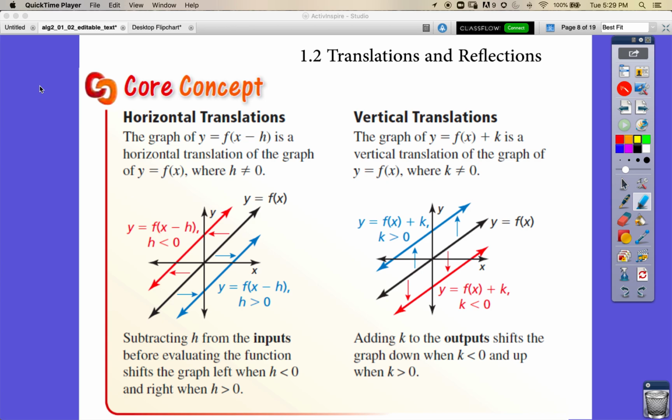Hi, welcome to the first video on section 1.2, which is translations and reflections. So I want you to take a look at the core concept. It's on page 12 also, if you'd like to follow along in your book.